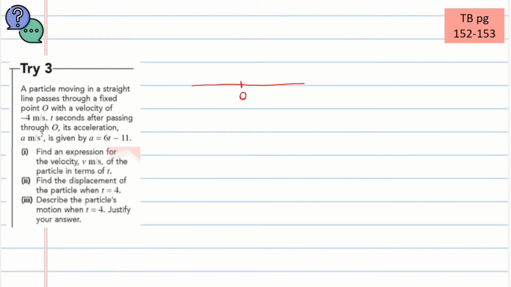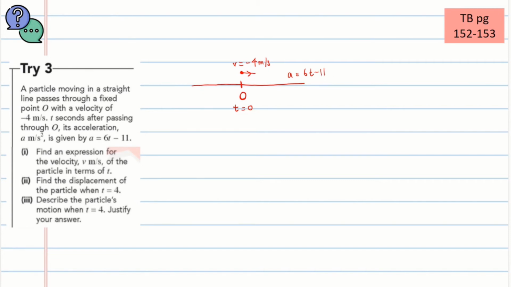So we have a point O. When t equals 0, we find that the particle actually moves with a velocity of negative 4 meters per second. And then there is this acceleration, which is given by 6t minus 11.